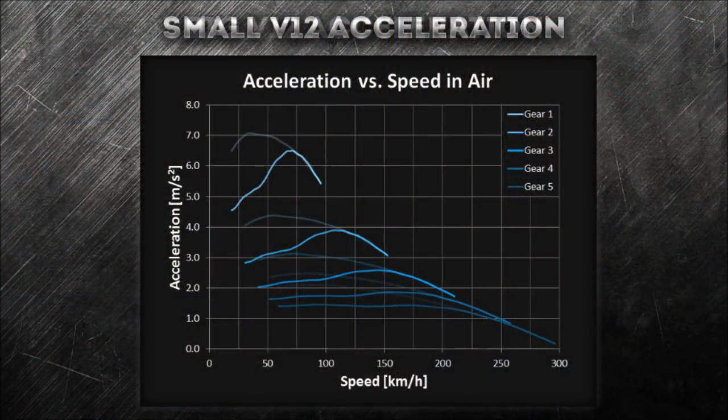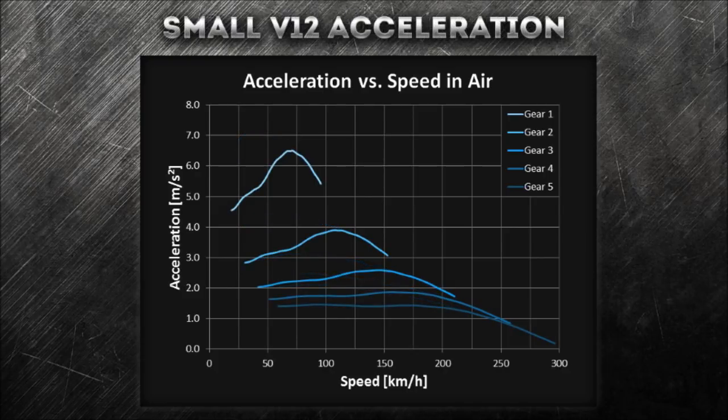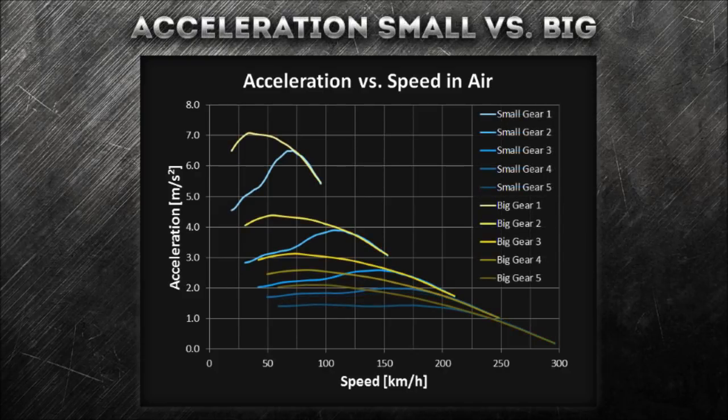The acceleration graphs do indeed look different because of the different shapes of the torque curves. Also, we can see that at lower RPM in every gear, the big V12 has a considerable advantage over the small, high-revving competitor. Why is this the case?